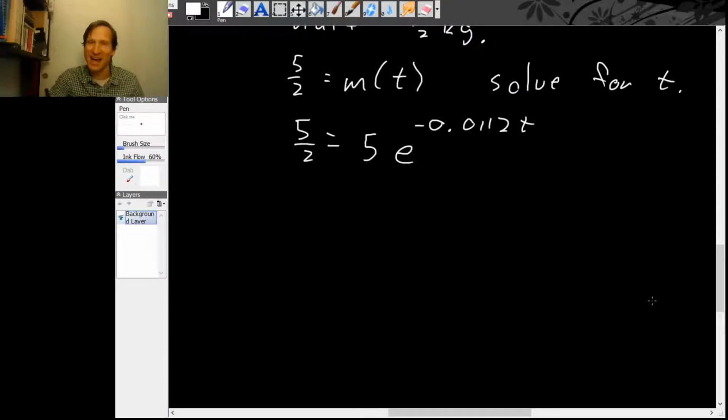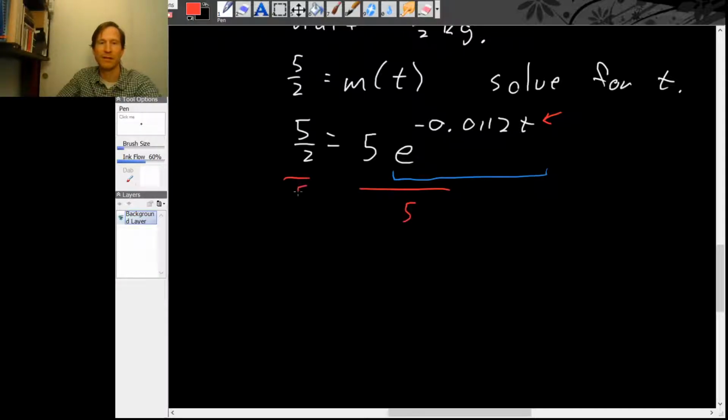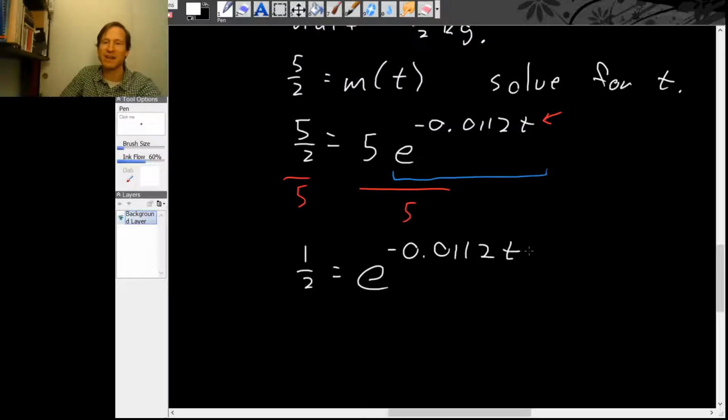So we just need to solve this equation. But this equation has the variable in the exponent. And when you have an equation where the variable is in the exponent, you're going to use a logarithm at some point. But before we take a log, let's isolate the exponential part. So we can divide both sides by 5. On the left-hand side, be a little careful with the fractions there. 5/2 divided by 5 is 1/2 equals e to the negative 0.0112t. Now we're ready to take logarithms.